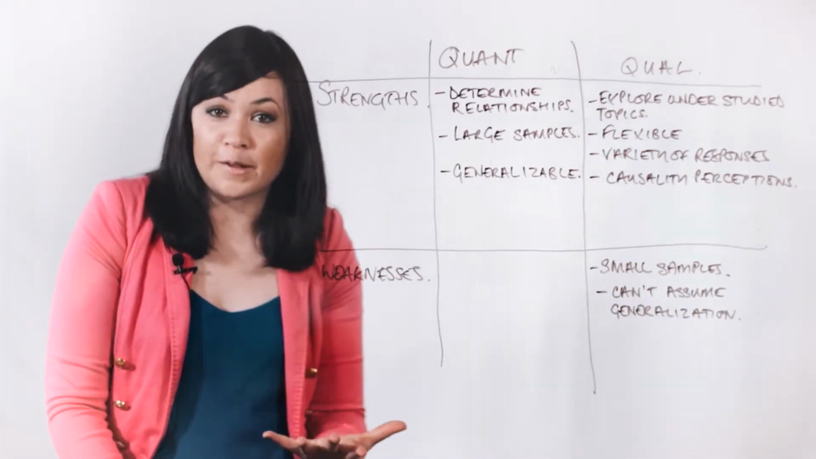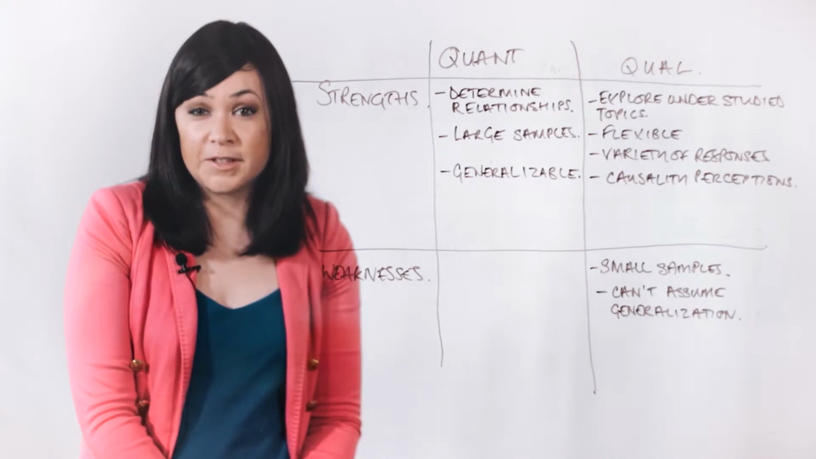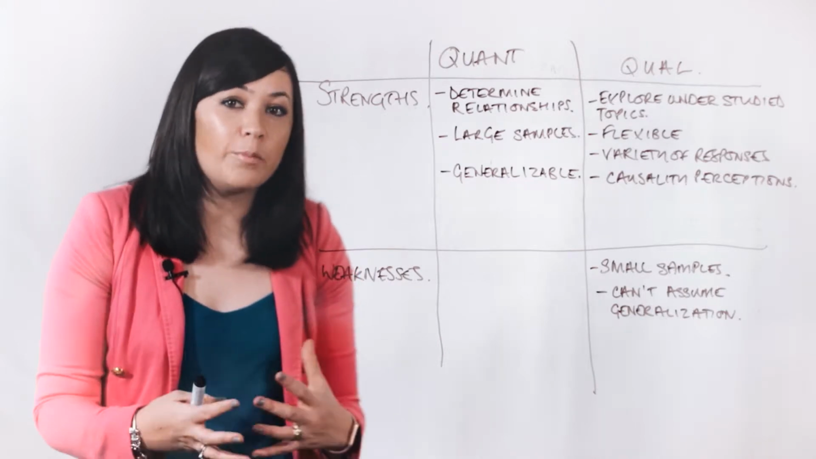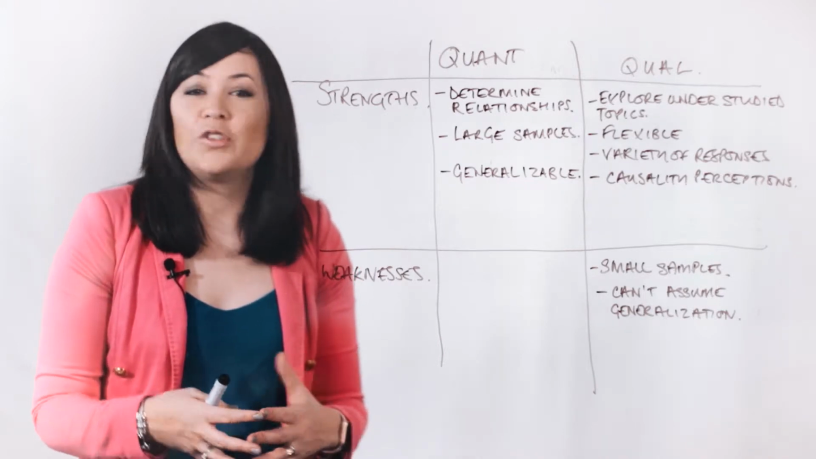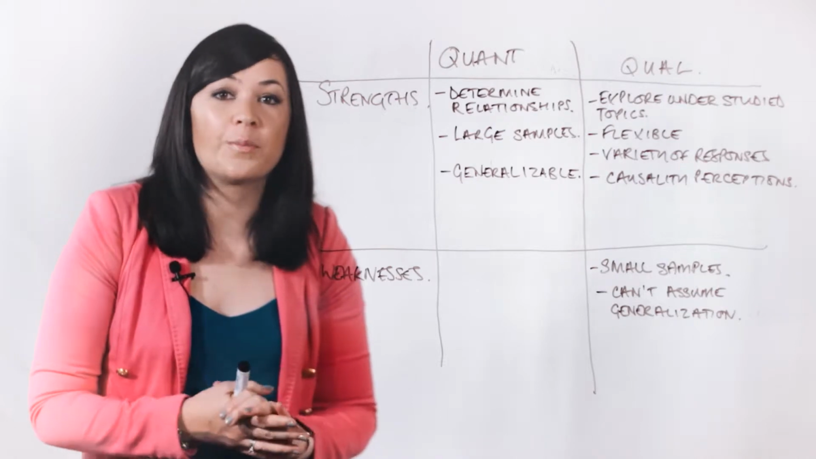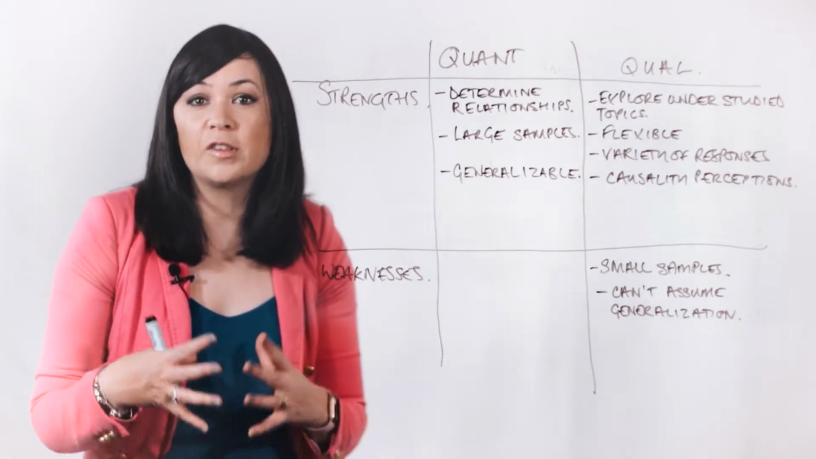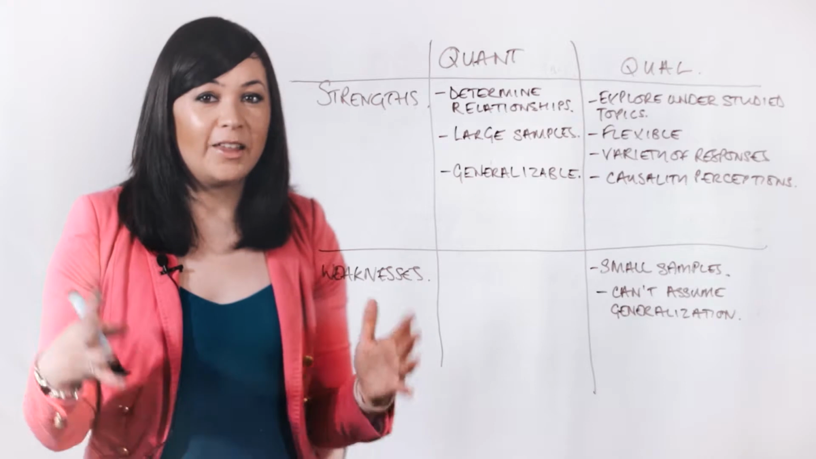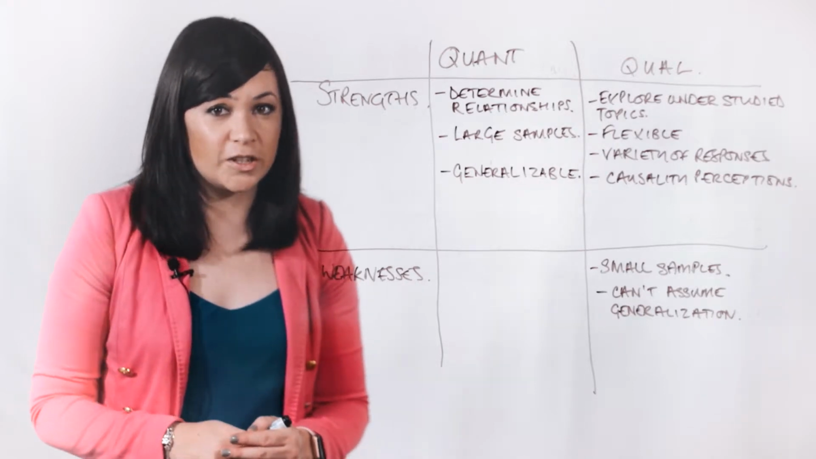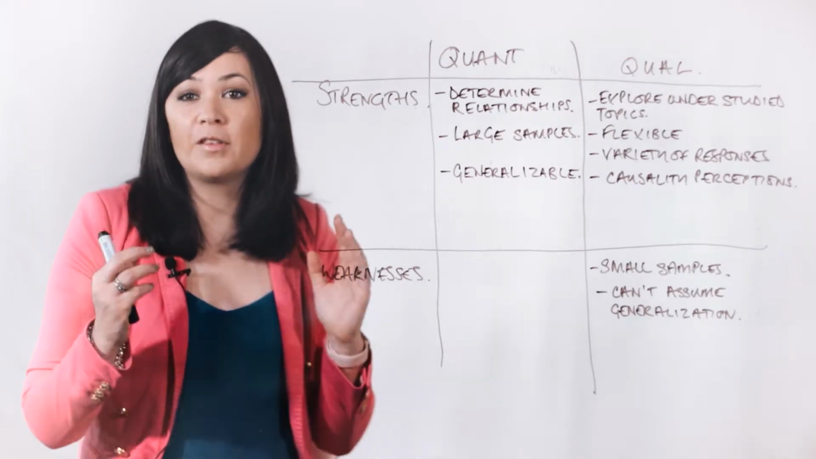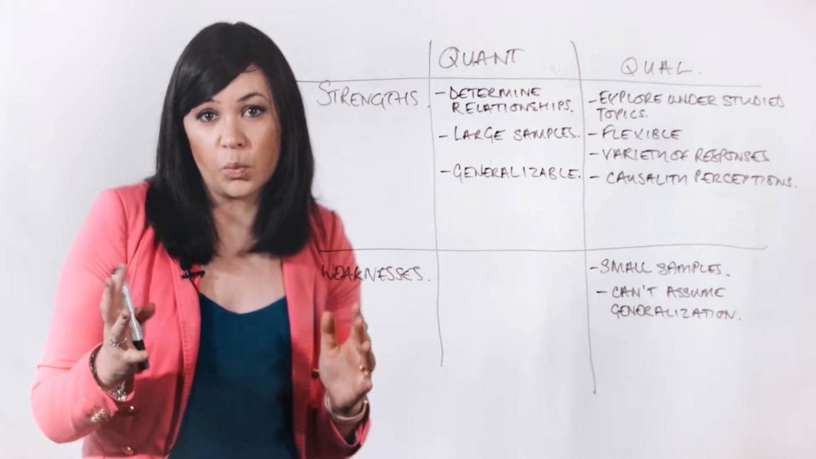First is the size of sample you can use in a qualitative study. Now, this is one of the primary weaknesses of this approach, as you can never assume that your findings from a qualitative study generalize to the broader population. Now, this might be a daunting limitation to consider, but quantitative methods are not without their drawbacks as well.